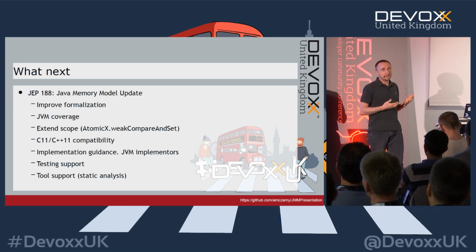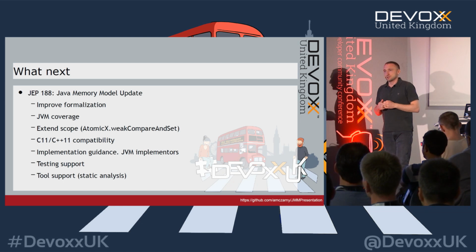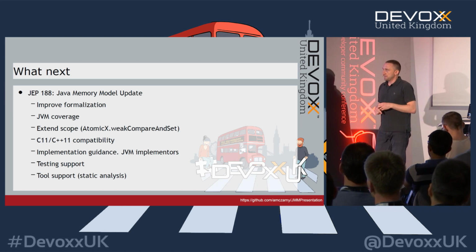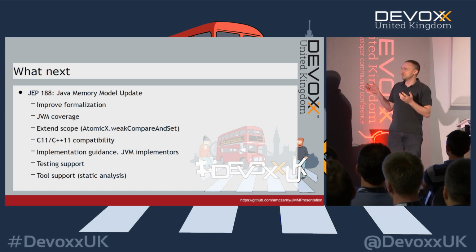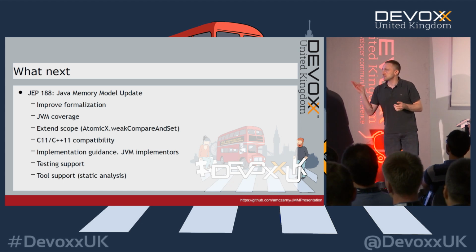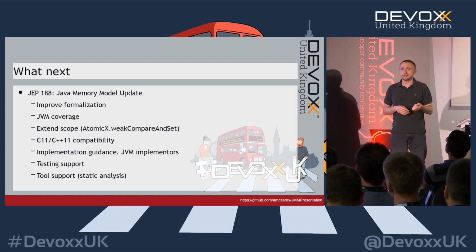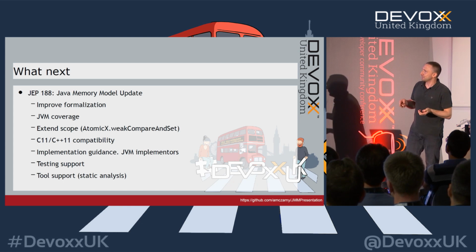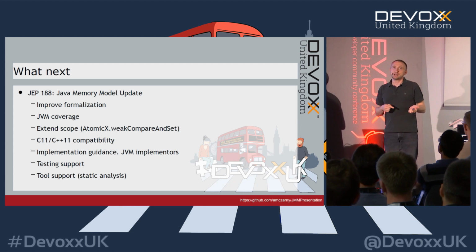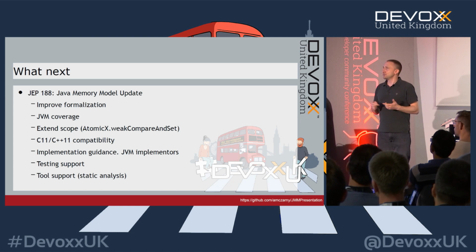JVM coverage. Java is not the only language on the JVM, right? So we have Scala, Clojure, etc. And they are using the same assumptions which we have in the JLS, so probably they should be extracted. Some extended scope, like atomic weak compare and set. I'm not sure if anyone of you has used that before. Well, it's the same as compare and set in general, but it can fail from time to time. And as far as I know, the implementation is the same.